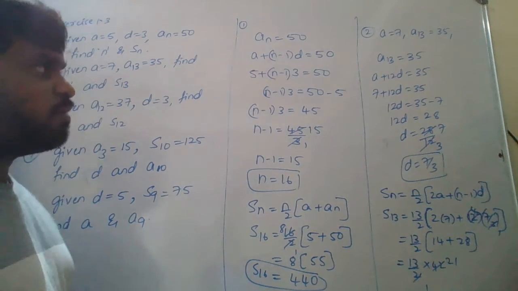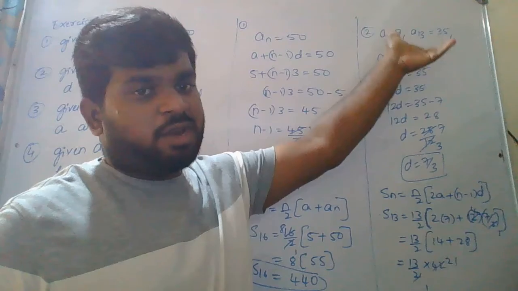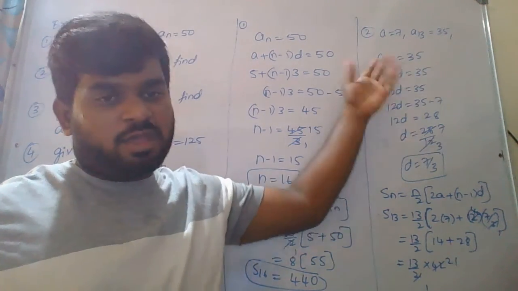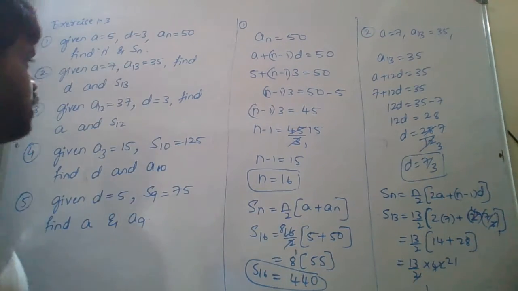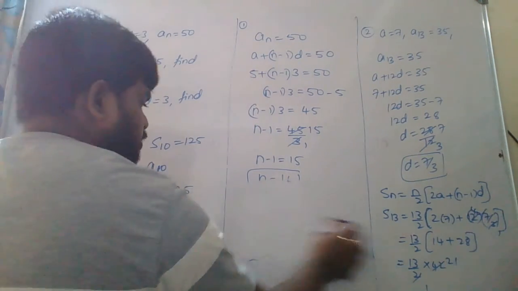Okay, 273. We started with this because we know the value of a, we don't know the value of d. So we'll get an equation. So this is our equation. In that, if you substitute the value of a, you will get the value of d. Once you get the value of d, you can proceed. Okay, so these are the first two questions. Let's get into the next questions.